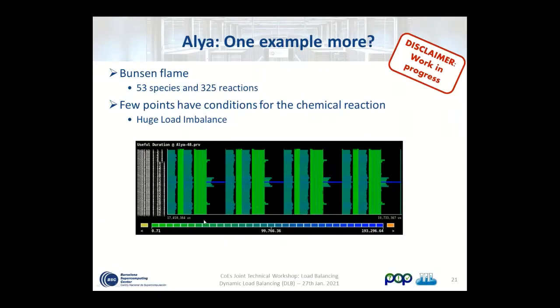And let me show one more example. In this case it is the last one that we are working on right now. It's quite new. This is a combustion use case. We are solving a Bunsen flame. And the problem with this simulation is that the chemical reaction only happens in some points, and this produces a huge load imbalance. And this is similar to the particles problems. This is something that we cannot predict because it will change during the simulation.